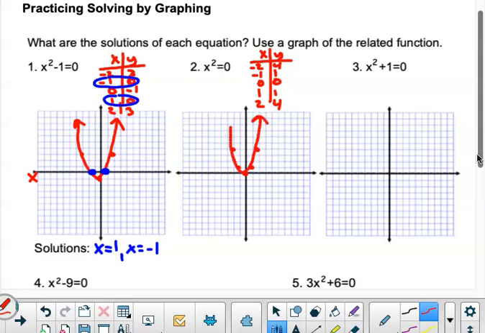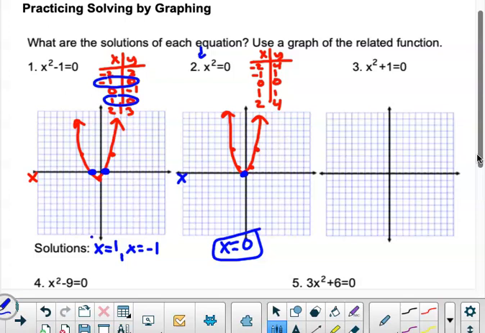Okay, there's my parabola. This time the parabola is sitting right on top of the x-axis, which makes this the one and only solution. The solution to this one is at x equals 0. If you plug in 0, you get out 0. If you plug any other number in for x in this equation, you will get something that's non-zero. So the only way for this one to work is if x is 0.